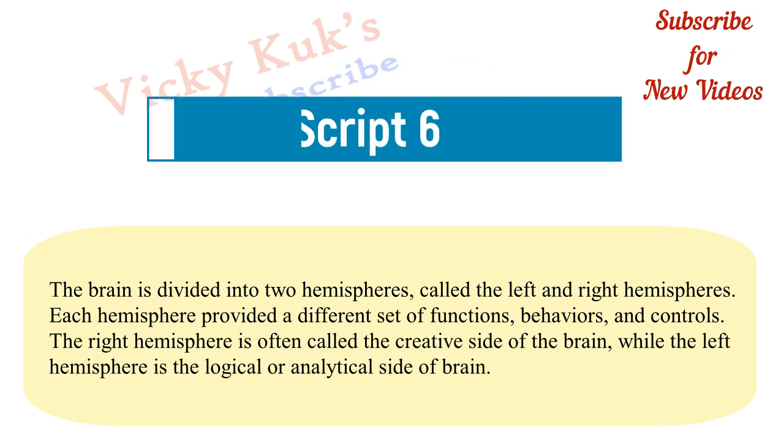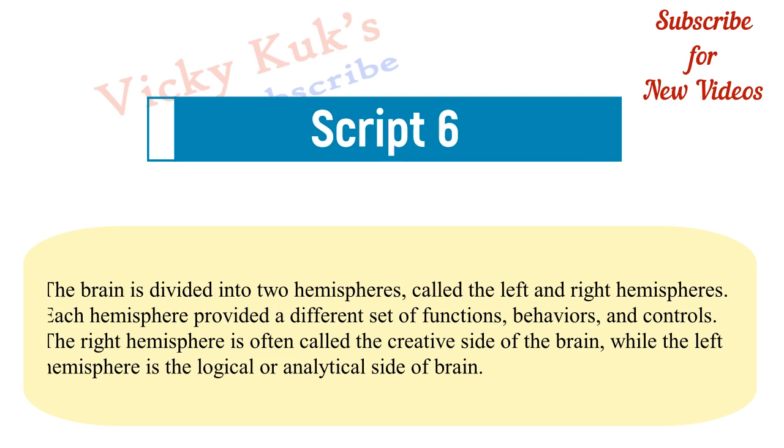The brain is divided into two hemispheres, called the left and right hemispheres. Each hemisphere provided a different set of functions, behaviors, and controls. The right hemisphere is often called the creative side of the brain, while the left hemisphere is the logical or analytical side of the brain.